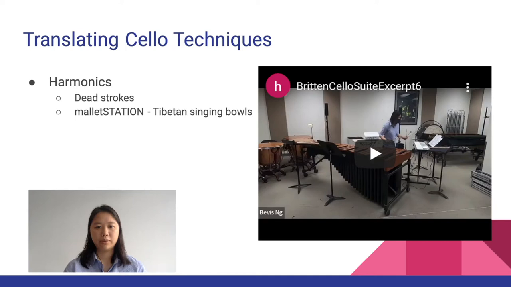The one thing that hasn't changed since 2020 is the harmonics in marcha. For some reason, I associated the light ringy harmonics with the Tibetan singing bowls patch.